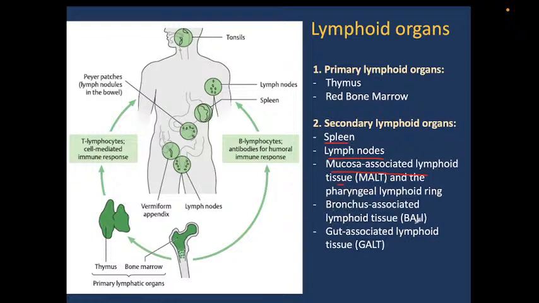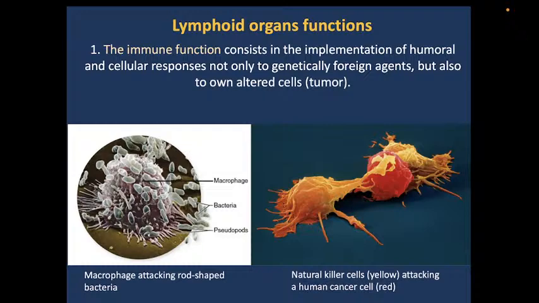Bronchus-associated lymphoid tissue has the abbreviation name BALT, and also gut-associated lymphoid tissue called GALT. This tissue is located in the enteron or intestinum tenue.